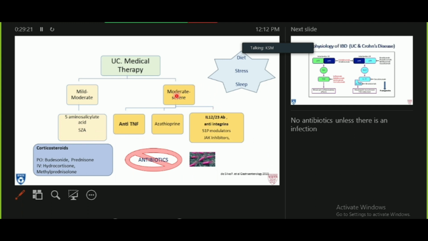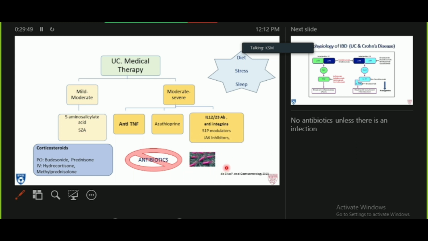And then when someone has more moderate to severe disease, we consider the anti-TNF agents, tumor necrosis factor agents. We can think of immunomodulators like azathioprine, or some of these newer agents that target the IL-12, IL-23 pathway, the sphingosine 1 phosphate modulators, or the JAK inhibitors. And I'm not going to talk too much about this. I just wanted you to be aware of what we're doing and what's to come in the future.